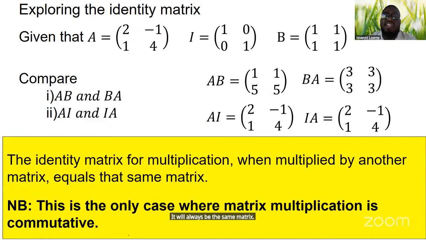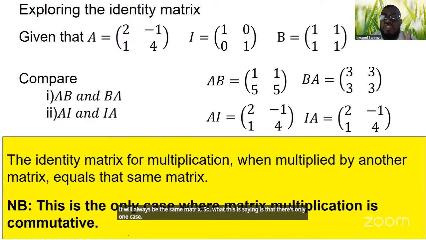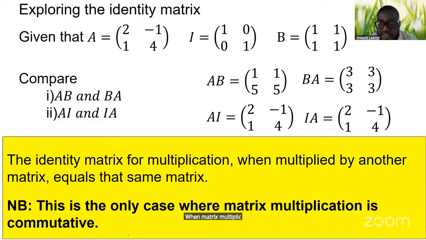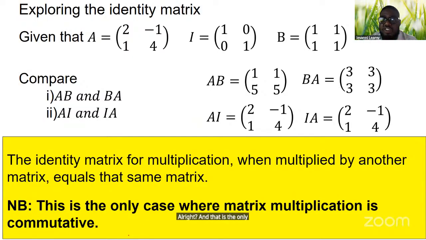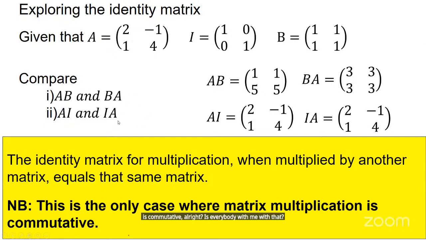So what this is saying is that there is only one case when matrix multiplication is commutative. And this is the case when you are multiplying the matrix by the identity matrix. All right? And that is the only case when matrix multiplication is commutative. All right? Is everybody with me with that? Is everybody with me? Yes, sir. All right.